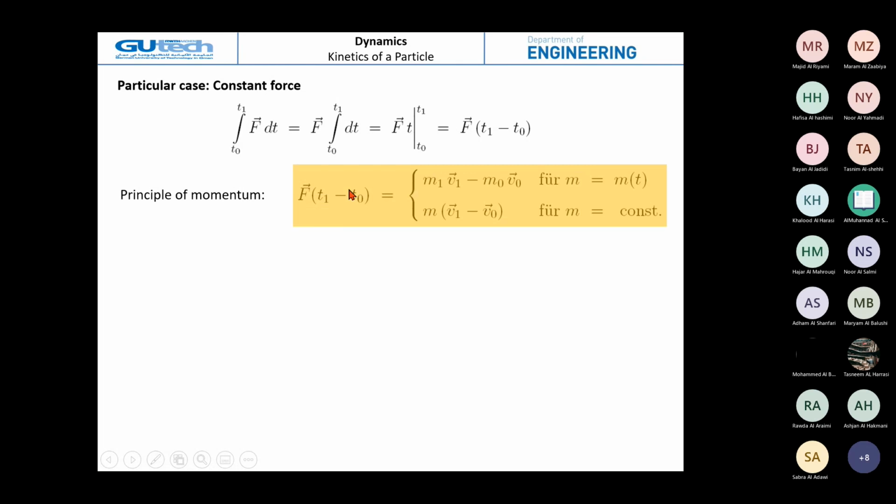Okay, we said that in a general way, to express the principle of momentum, we say that the external forces for time t1 minus t0 is the integral of the forces during the travelling of the particle, from t0 to t1. This is the initial state, and here the actual time or state.